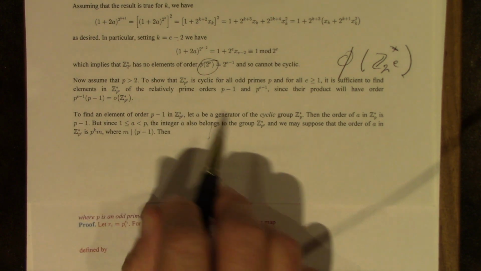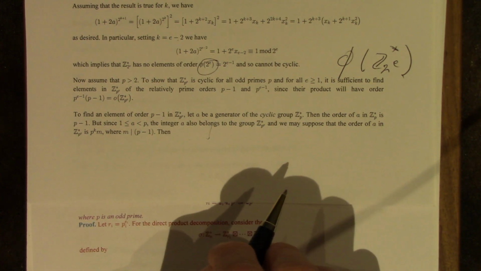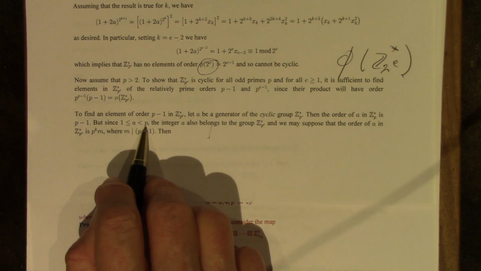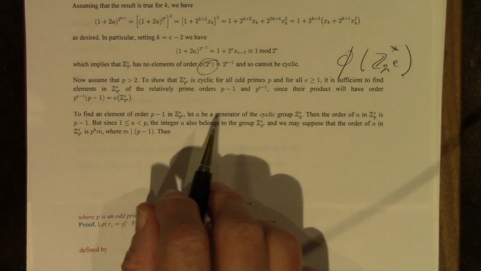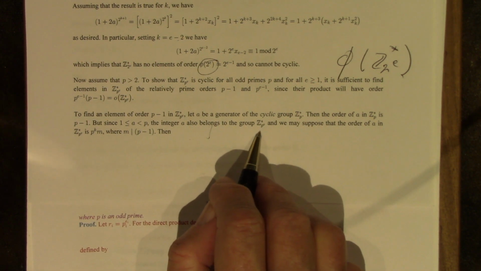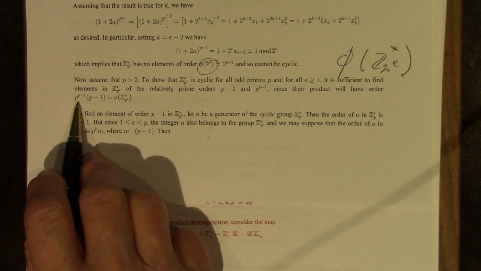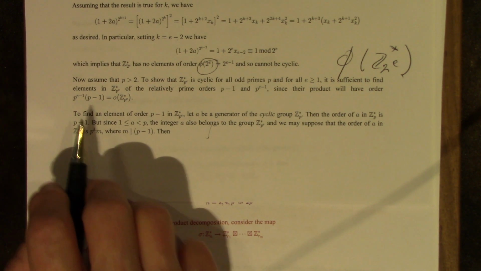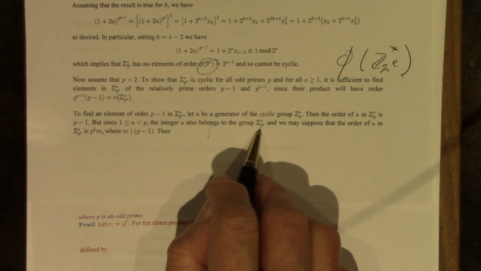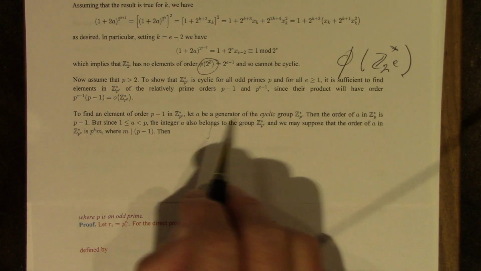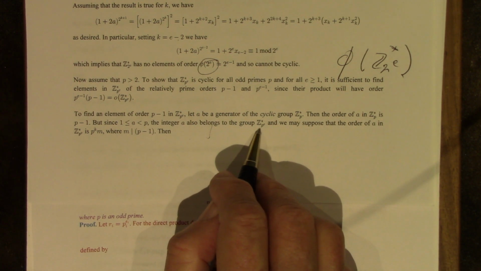Nonetheless, because Z_p star is a subset of Z_{p^e} star, in other words, because a lies between 1 and p minus 1, it also belongs to the bigger group. So it will have some order in the bigger group. It's easier if I say Z_p star is the smaller group, Z_{p^e} star is the bigger group.